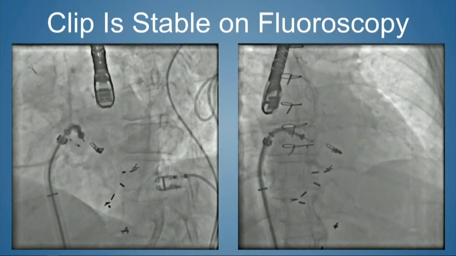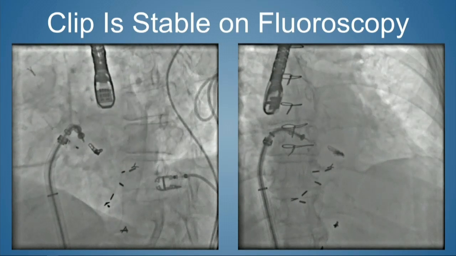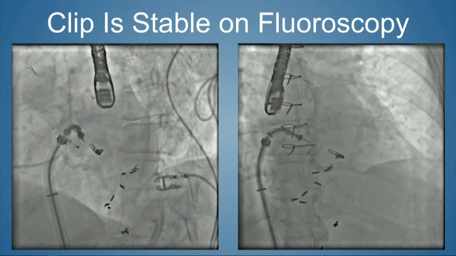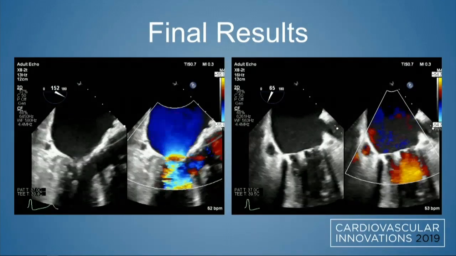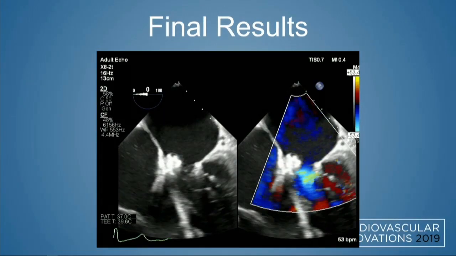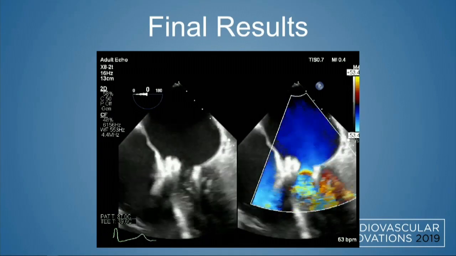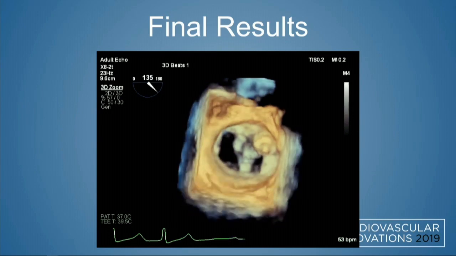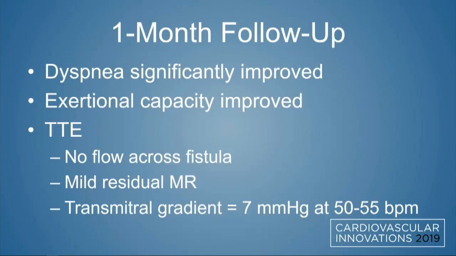So that's shown here. It's stable in 2 projections. It's a little unnerving to see the clip arms open wider than you normally see when you deploy a clip, but it was actually very stable. We had a great result on echo. Just a few more shots showing both devices. We've eliminated those abnormal jets that we saw in that initial 4 chamber. Just a 3D view showing both devices in position.